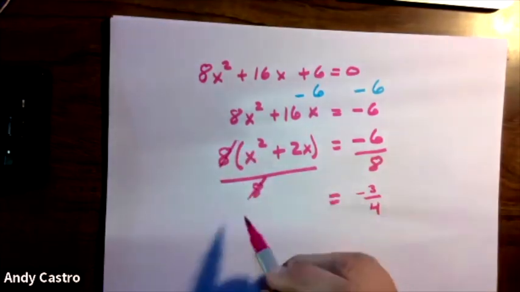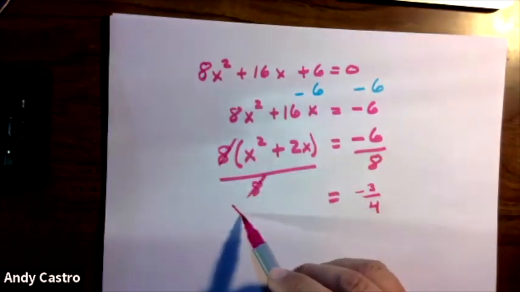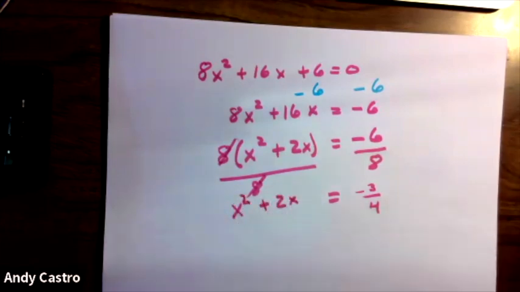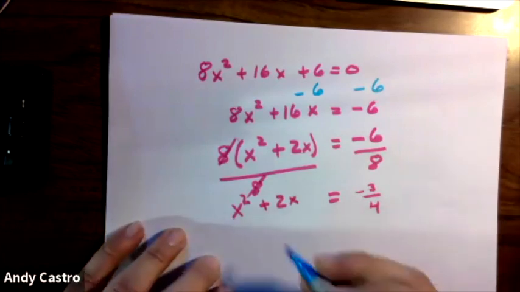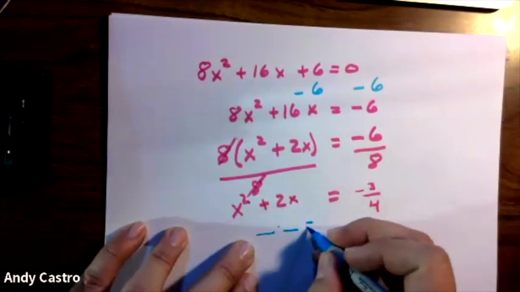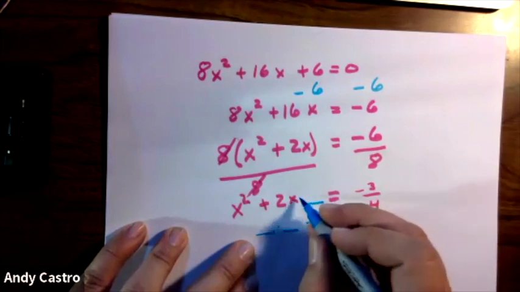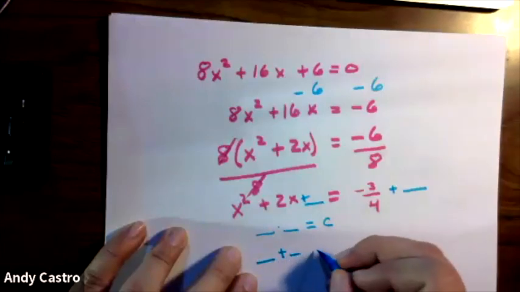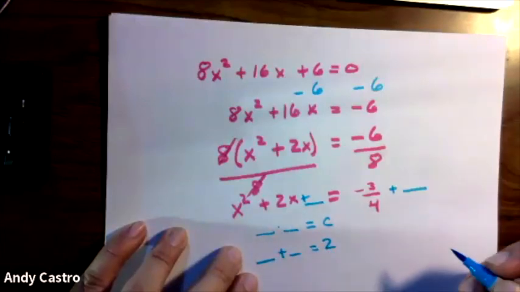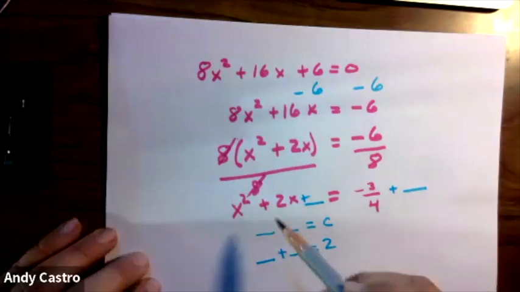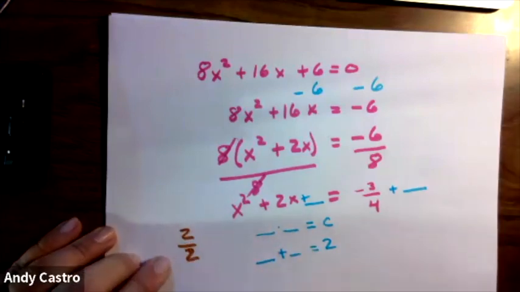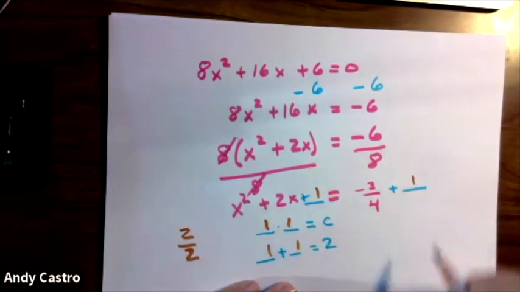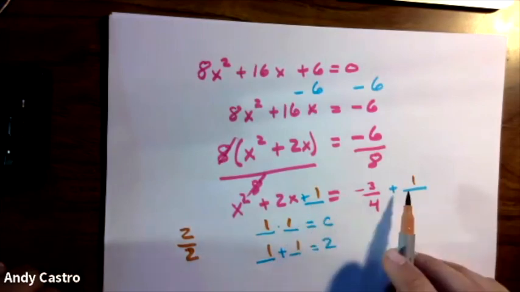So I still get rid of my 8 on the left side, and I have my x squared plus 2x. So I do the same thing here. Two numbers that multiply together to give me my number here, and those same two numbers add together to give me my middle term of 2. When I take the 2, I divide it by 2. That gives me 1. 1 plus 1 is 2. 1 times 1 is 1. So that's what I'm adding to both sides.